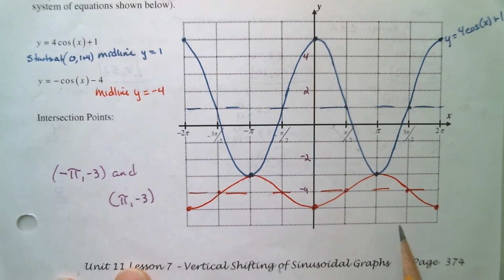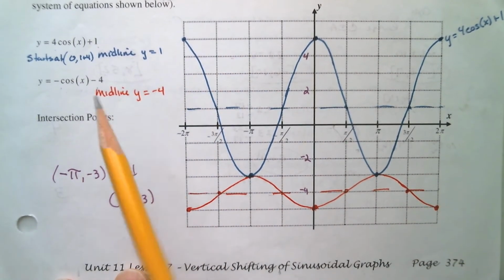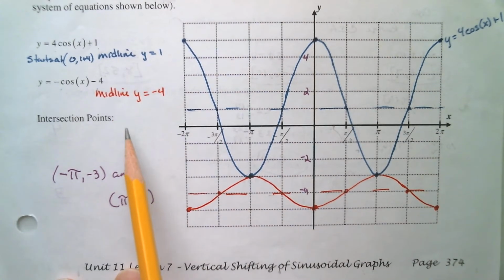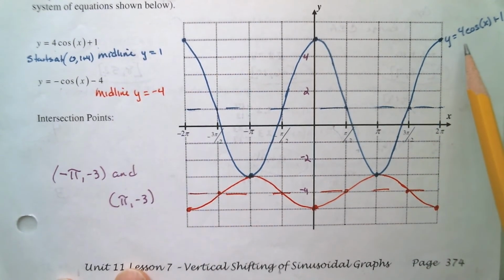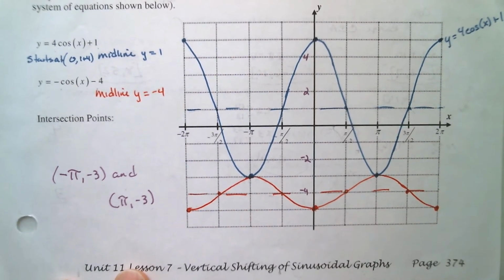And again, please, whenever you have more than one graph on a grid, especially here when you're asked to actually solve the system of equations, please make sure you are labeling your graphs with their equations.